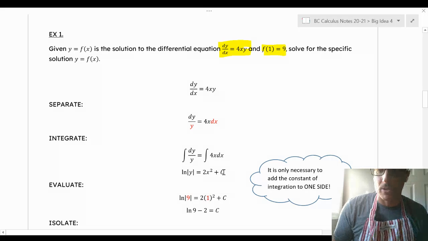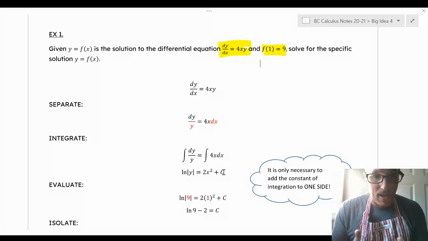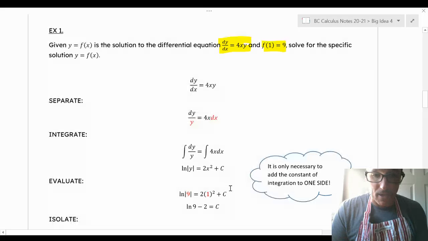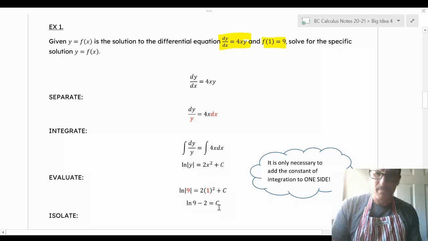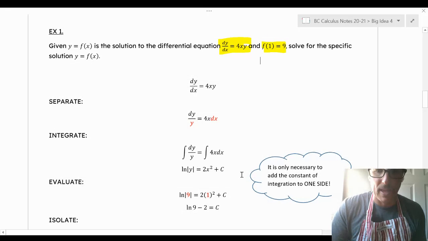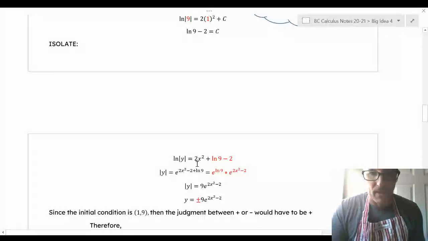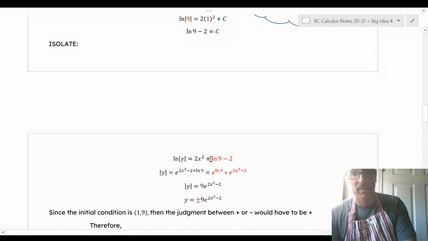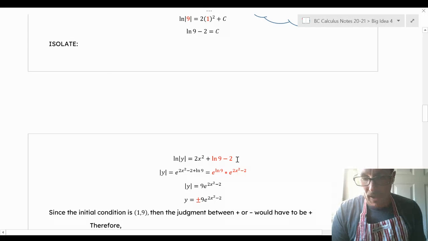sub in our initial condition. So 1 goes in for x, 9 goes in for y. A little bit of algebra later, you get c is equal to the natural log of 9 minus 2. We'll take that, sub it back in to the c where we left off, to get that the natural log of the absolute value of y is 2x squared plus the natural log of 9 minus 2. Well, from then, it's just a bunch of algebra, right?